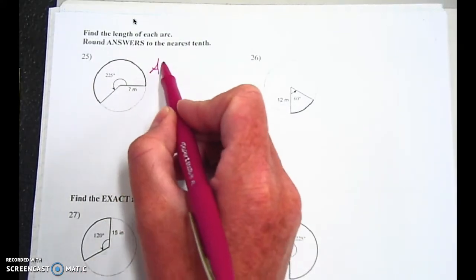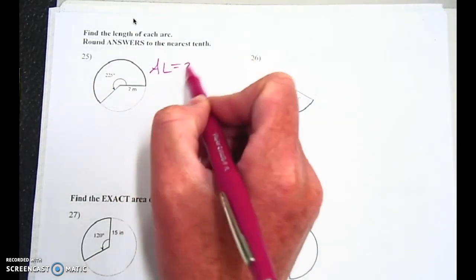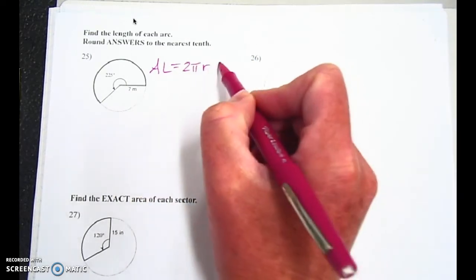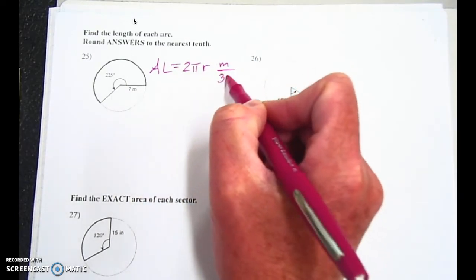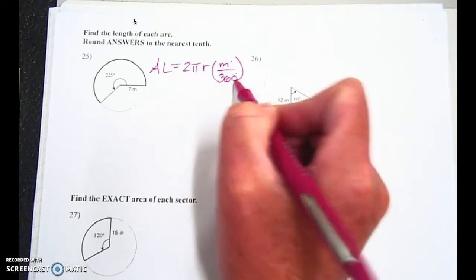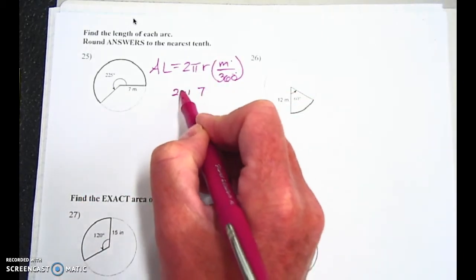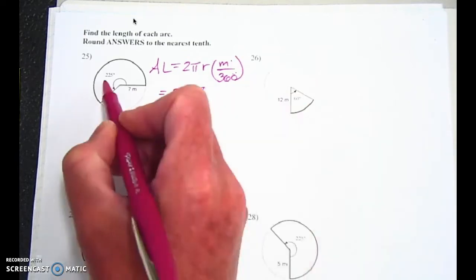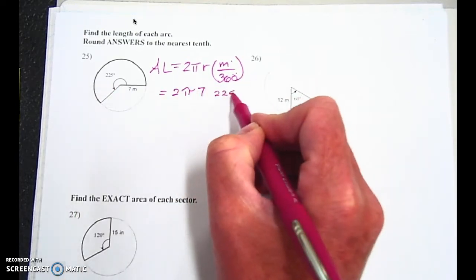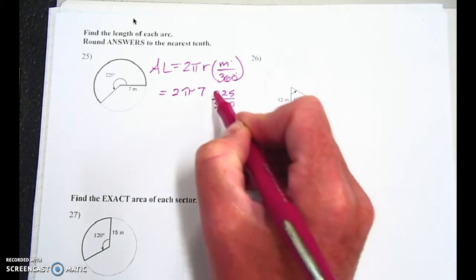So the arc length formula for a circle is 2 pi r. And then we're going to do the measure of the angle over 360 degrees. The radius on this one is 7, so we're going to have 2 pi 7. And the angle measure is 225 over 360.